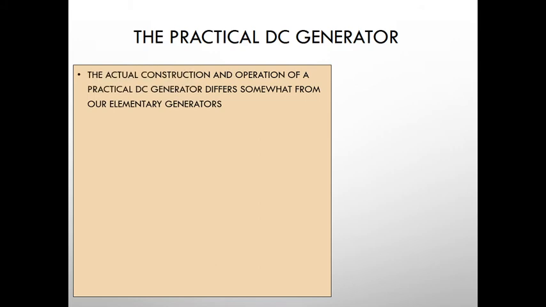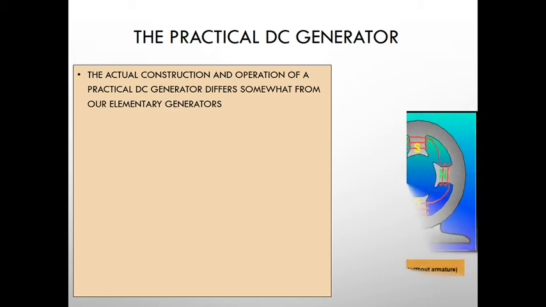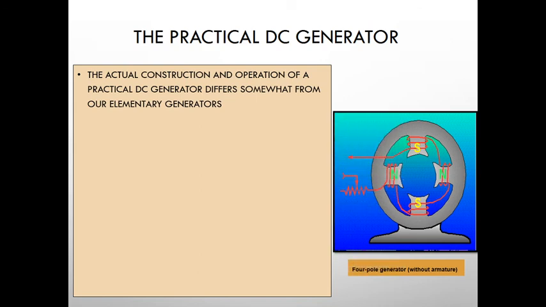Okay, and the actual construction and operation of a practical DC generator differs somewhat from our elementary AC generator. So makita na nato ni, 4-pole generator without armature. So this is the stator. This is the stator that contains the field windings. So mao ni ang field windings nato. So you can see here, wind ka diri sa first nga pole, then pagkahuman, okay? So imo makita diri, diri ka niagi, diri ka ni-gawas.